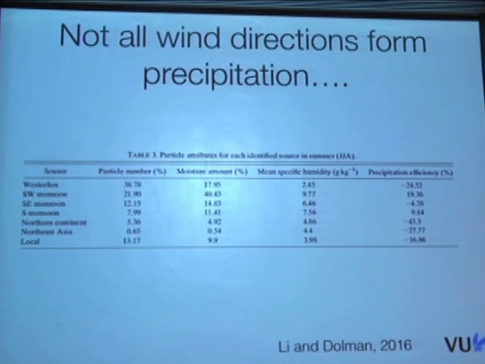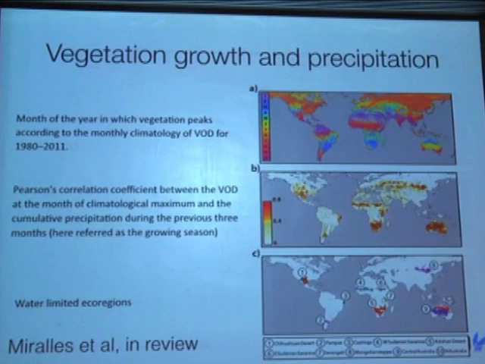I'll skip this. This basically tells you the same story: you can have a large inflow of moisture, but if you don't really have large amounts of specific humidity, you can't precipitate it. You need positive precipitation deficiencies with relatively large humidity and moisture transport. We also use the FlexPart model in a slightly different way.